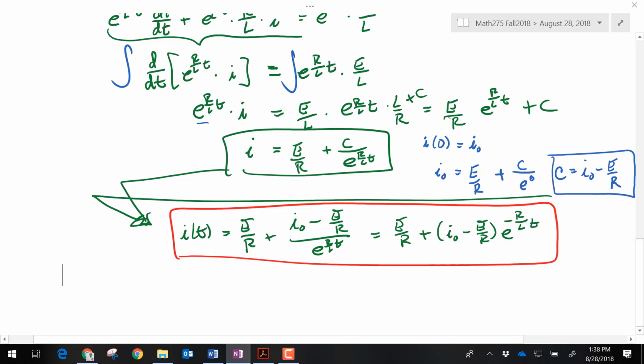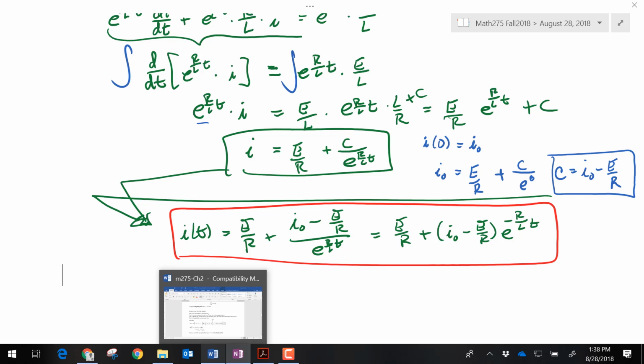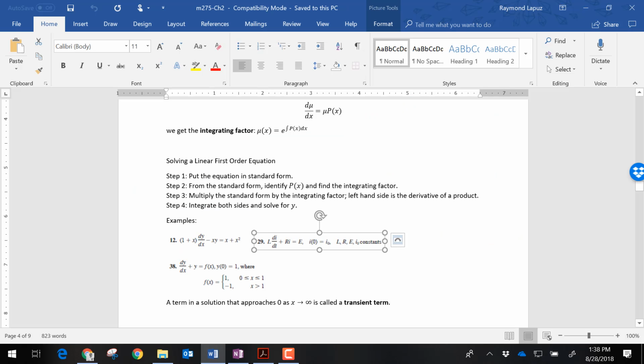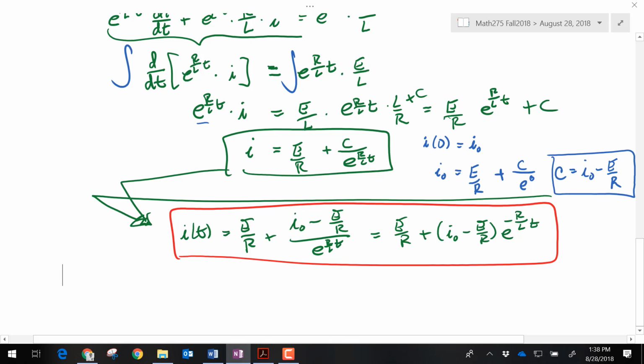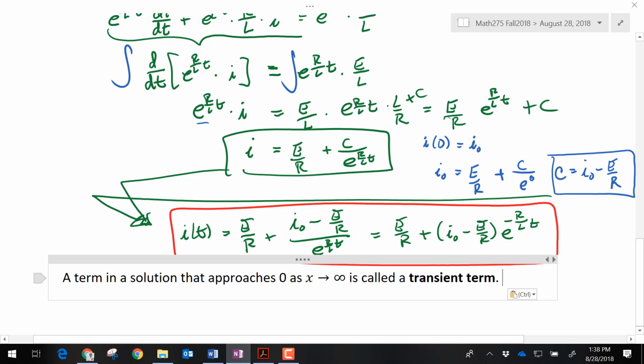So if you take the limit of this as t goes to infinity, then the second term over here, with the e to the negative (R over L) t, goes to 0, and then the only thing that really matters is this E over R. And these things that end up going to 0 have a special name. And like I said, it's pretty popular that these things happen. So a term that approaches 0 as t goes off to infinity is called a transient term.